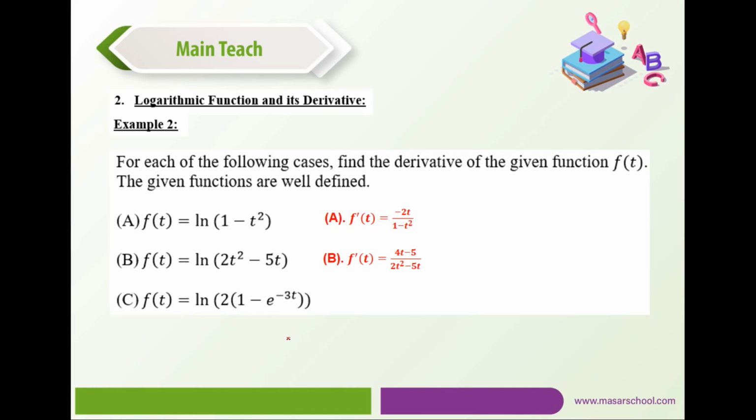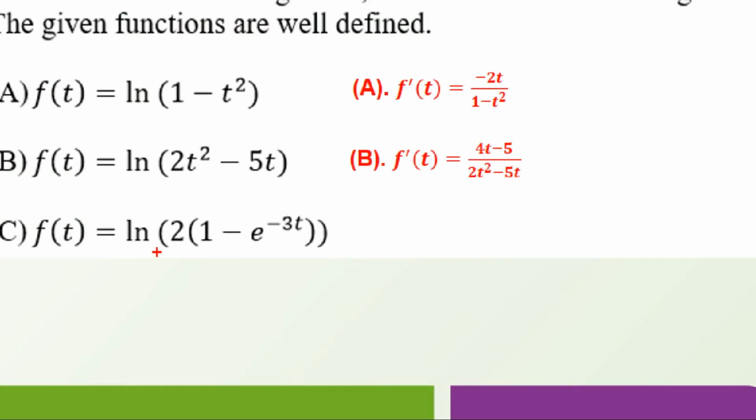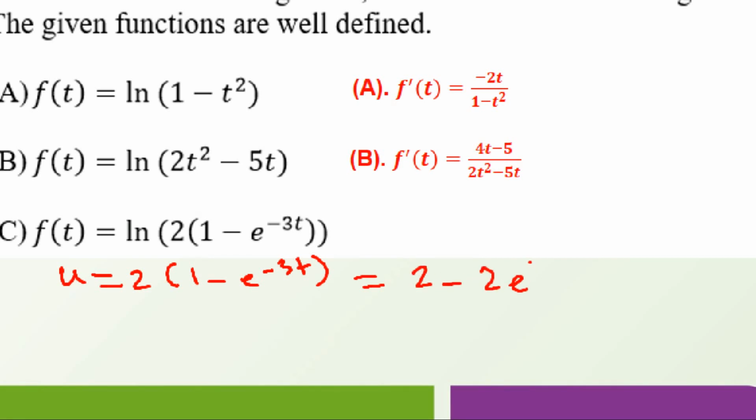And for part C, we have the inner function, which is an exponential function. So u in this case is given by 2 multiplied by 1 minus e to the minus 3t, and we need to find the derivative of this function. This is a special function in physics. We'll discuss it later in unit 2, which represents the smooth growth of a certain quantity. So we need to expand it, and this is given by 2 minus 2e to the minus 3t.